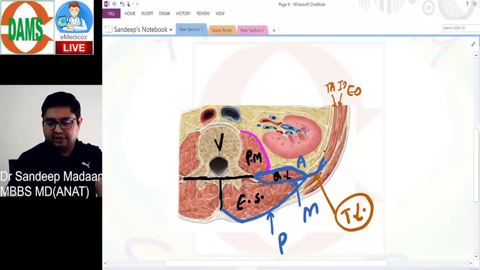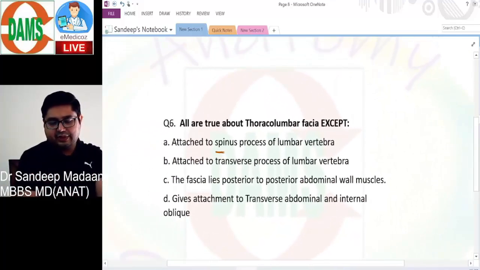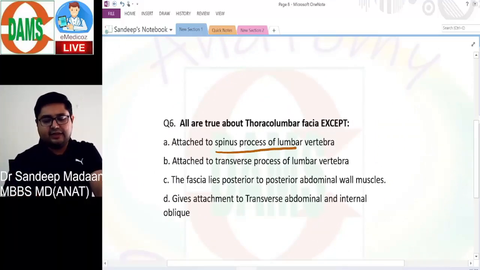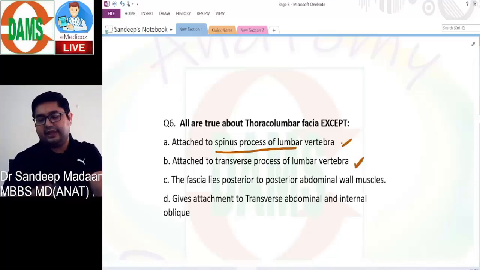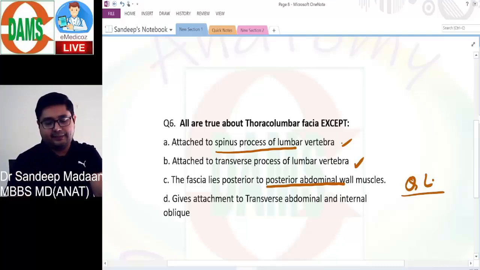Right? Let us go back to the question now. Is it attached to the spinous process of the lumbar vertebra? Definitely it is attached. Is it attached to the transverse process of the lumbar vertebra? It is attached. These are true statements. The fascia lies posterior to the posterior abdominal wall muscles. That is also true. But it's not entirely true because it also lies anterior to the posterior abdominal wall muscle. Because one of the posterior abdominal wall muscles is quadratus lumborum, so it covers anterior and posterior, right?